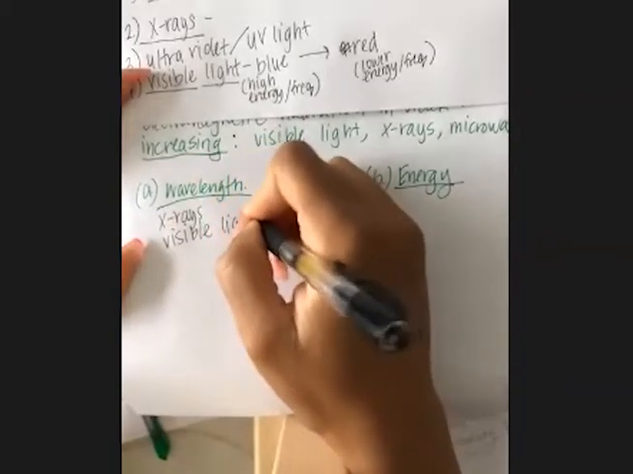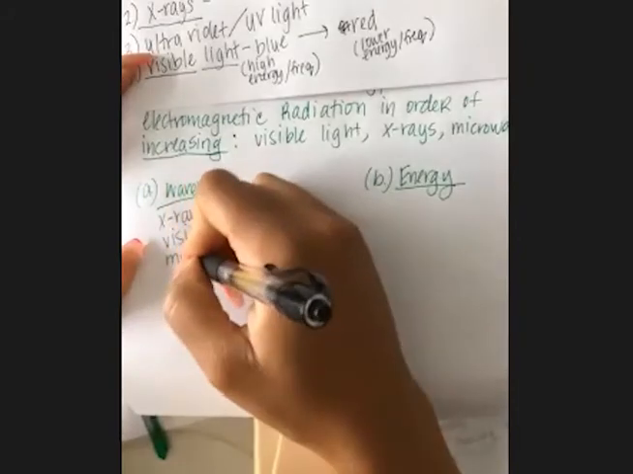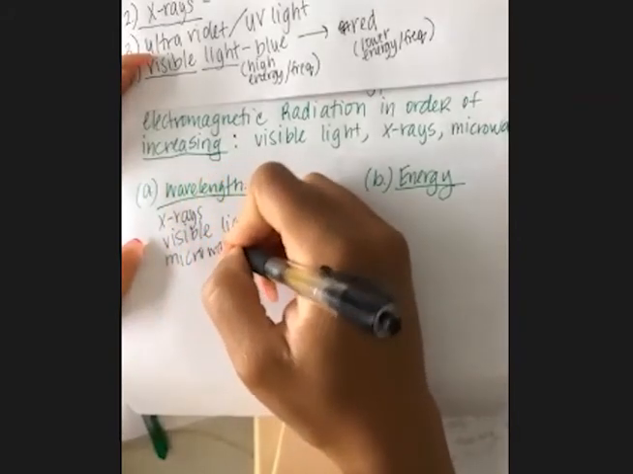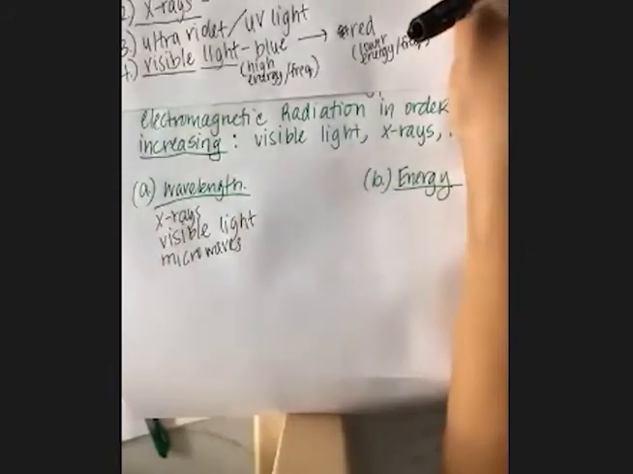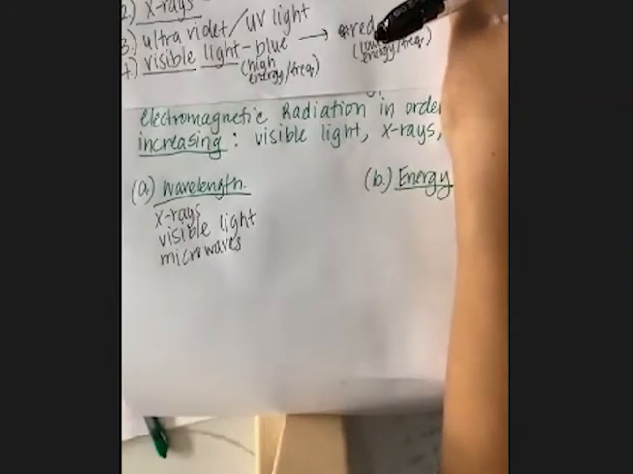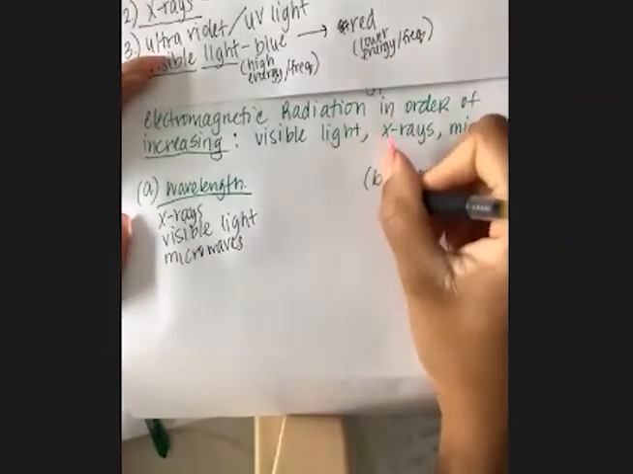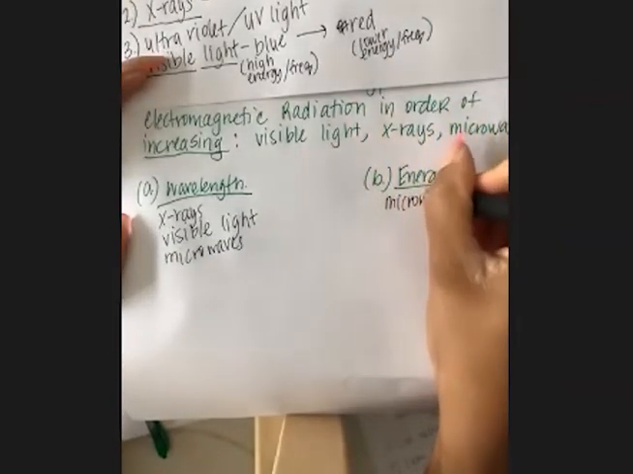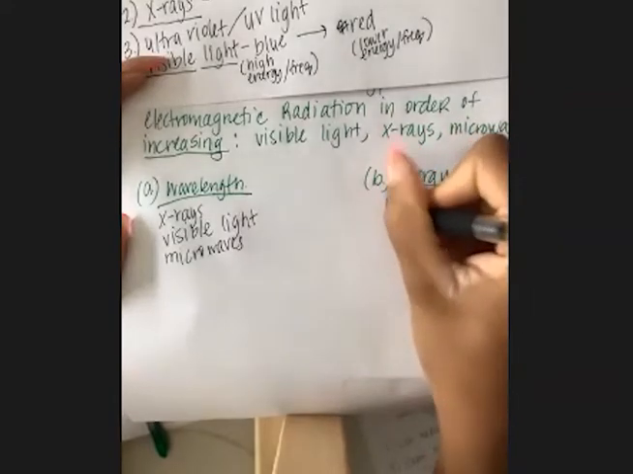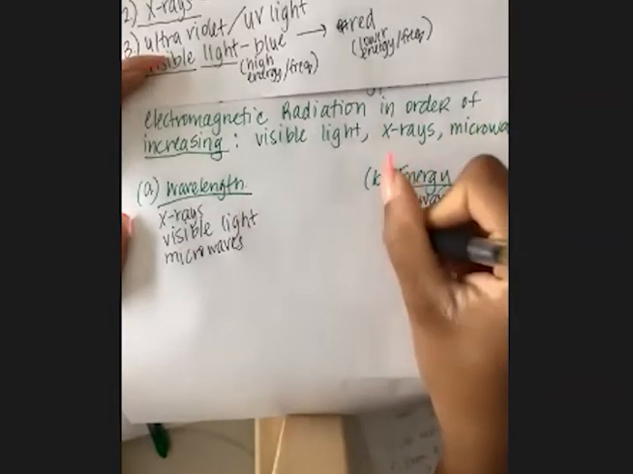And then we'd say, what was it, microwaves? Microwaves. But then when we look at it in terms of energy, if you want to know which one has the lowest energy, it's the opposite. Like Sandra said, it's going to be microwaves, visible light still in the middle, and then X-rays.